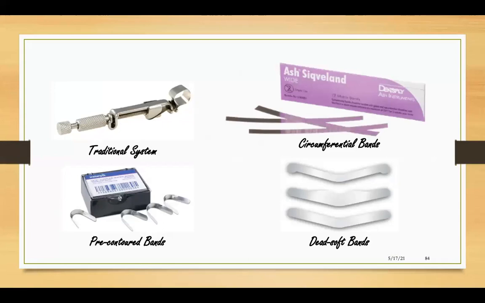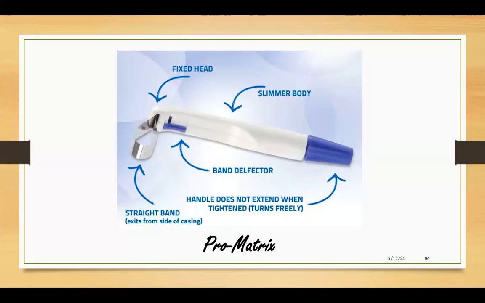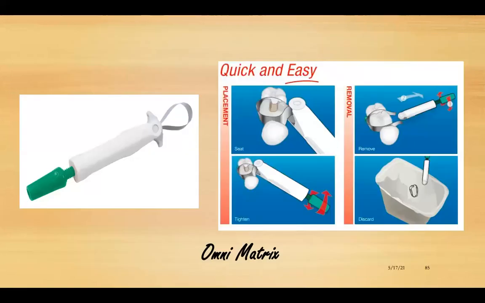Circumferential matrix band, traditional system, circumferential bands. This is what you're going to get in our department when you step in. These are the bands, the first two images, the topmost images: traditional system and the circumferential bands. This is exactly what you're going to get in the department. Now this is just the evolution that has happened. Omni Matrix is a plastic kind of matrix and you adapt your band to it. Then this is Pro Matrix. A lot is available on your Dental Cards, on Pinterest, and a lot of international sites. So don't get confused. It is just the evolution that has happened over time.